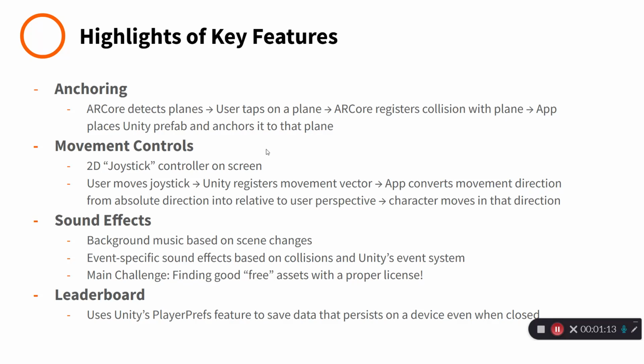In terms of the movement controls, I implemented a 2D joystick controller on the screen. This is something that the user can move with their thumb or finger, and Unity will register that movement vector and convert it into a movement direction. This needs to be converted from an absolute direction, from the perspective of something Unity knows, into the user's perspective, and then the character will move in that direction.